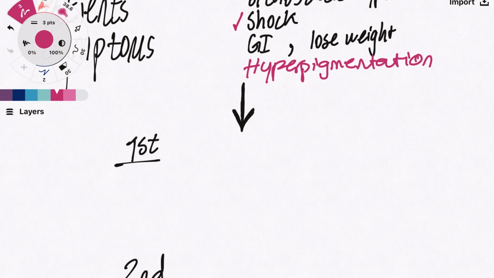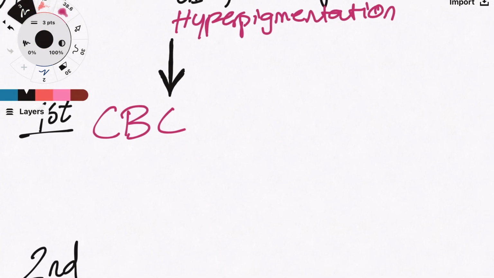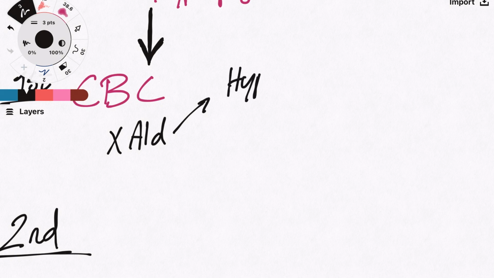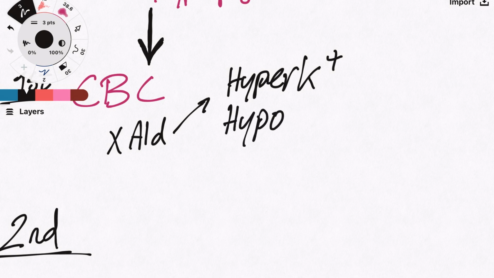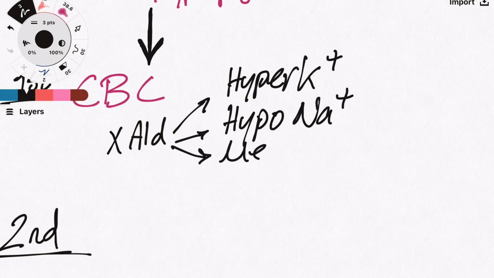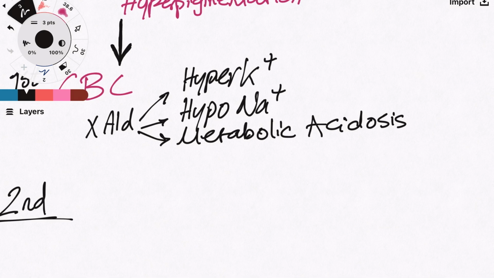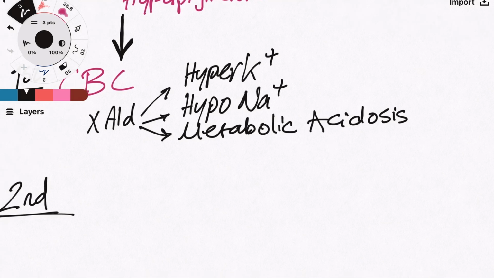What do you do next? The first thing you should do is a CBC, like always. Now, what will you see, or what are you looking for? What you're looking for is basically that if we don't have aldosterone, then what should happen? There should be hyperkalemia, there should be hyponatremia, and what else? There should be metabolic acidosis, right?